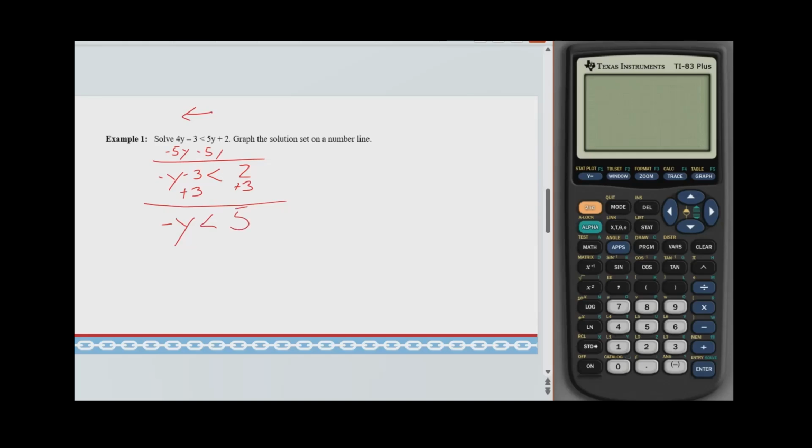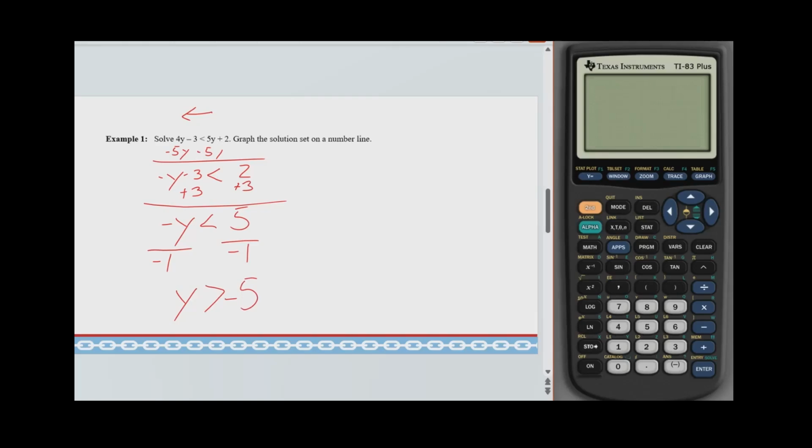Now, I don't have y by itself, so I am going to divide away this negative by dividing across a negative 1. Now that does qualify in that rule that we just talked about. If we multiply or divide across the inequality by a negative, which we just did, we are going to flip the sign. Right? So y has to be greater than negative 5.